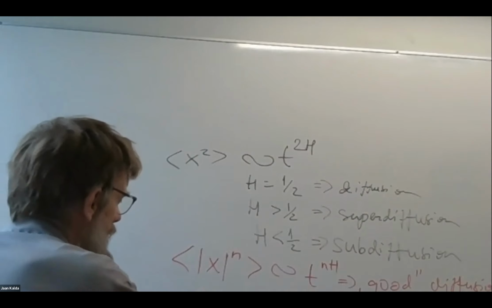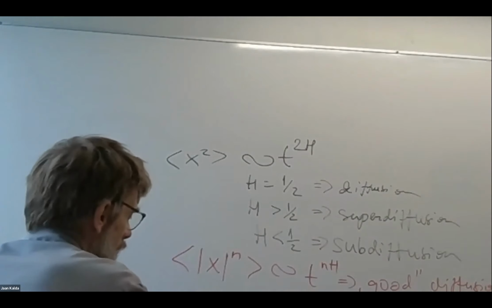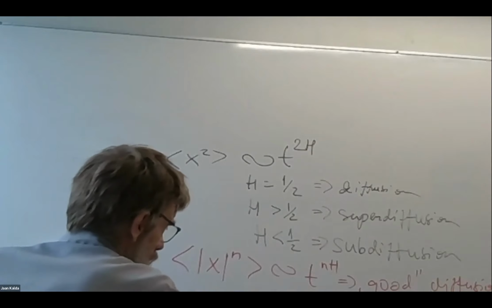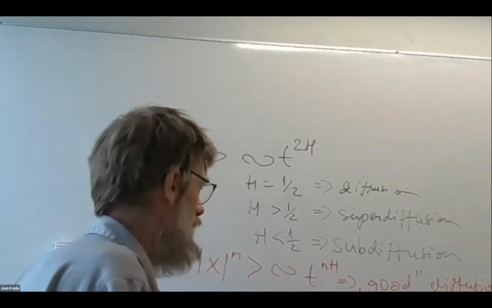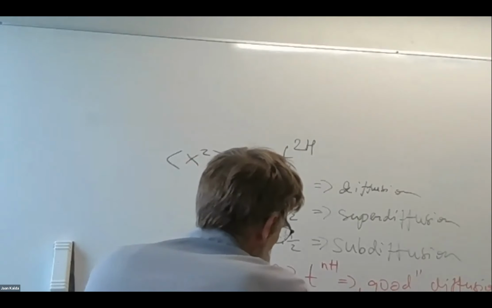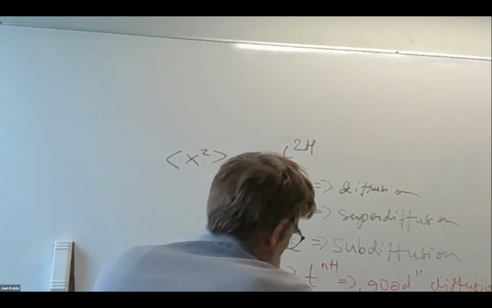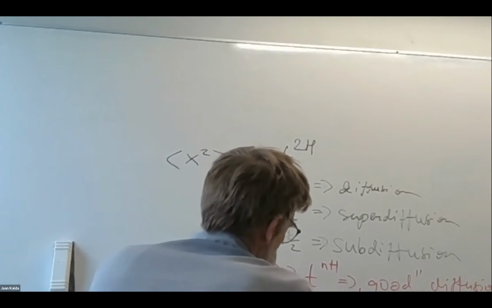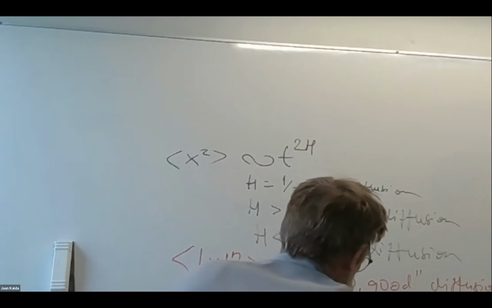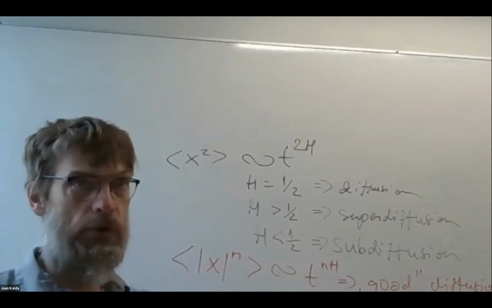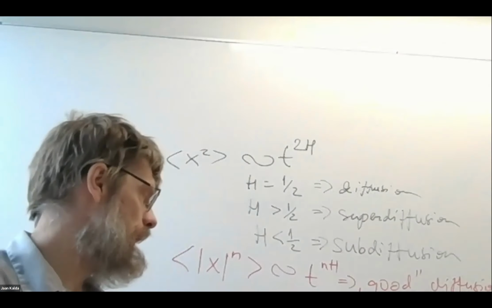But if we have something like x to the power of n is proportional to certain, who knows what power of t, let us write it like psi sub n. So that exponent now depends on n. And if psi sub n is not equal to n, then this is not good diffusion.